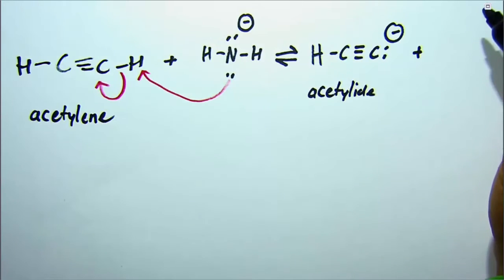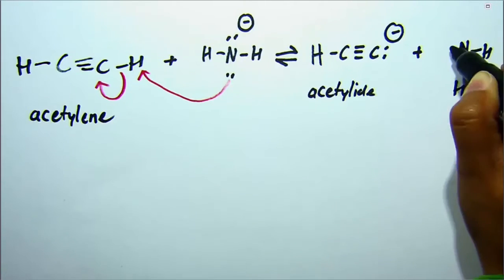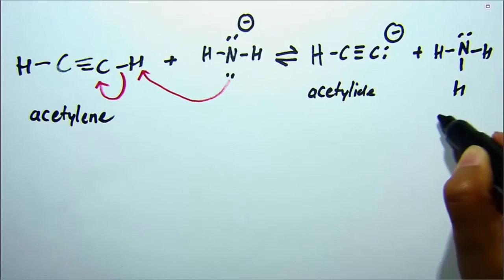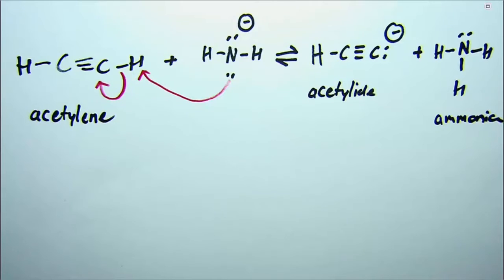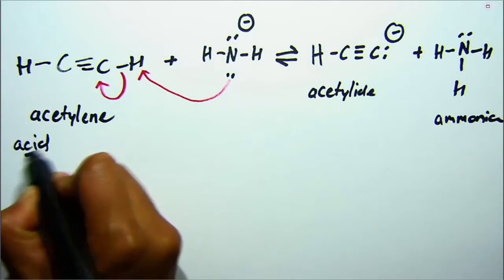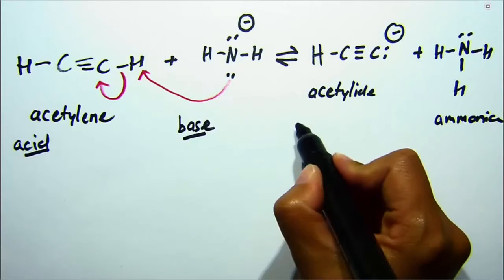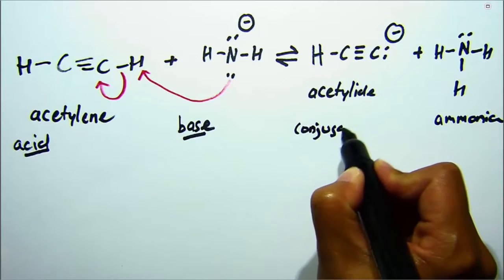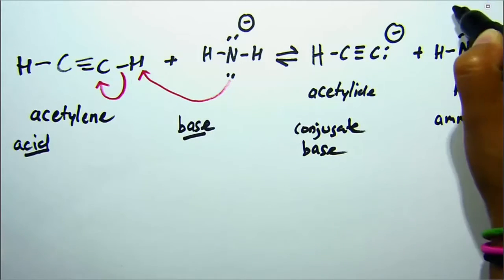Plus the amide will turn into the conjugate acid, ammonia. Okay, so on an exam, for example, if I asked you to label these, you would label this one the acid, this one the base. This one's going to be called the conjugate base, and here we have the conjugate acid.